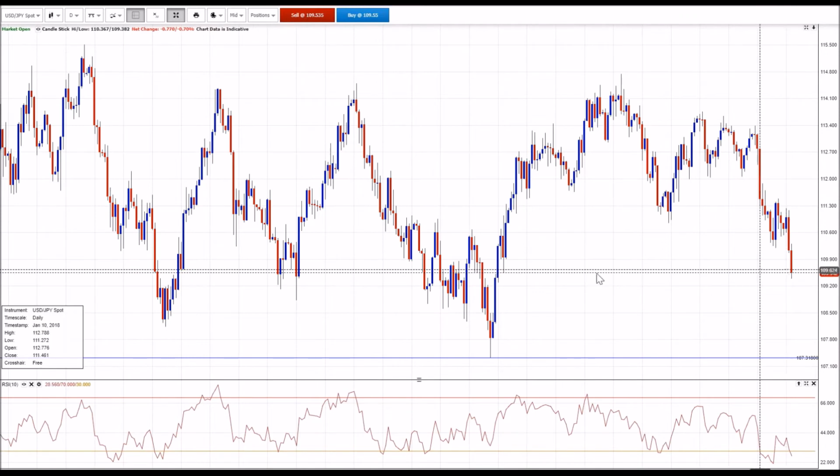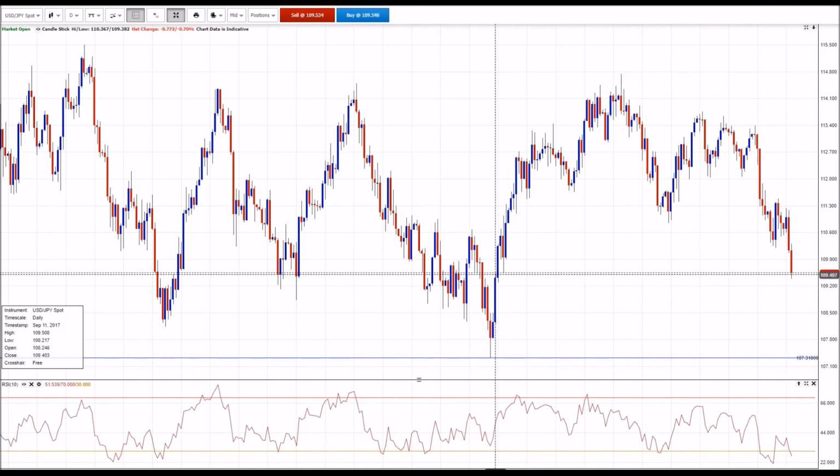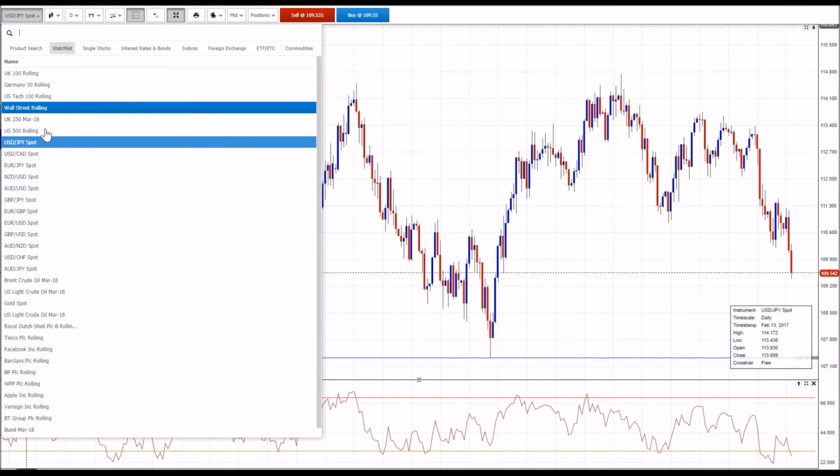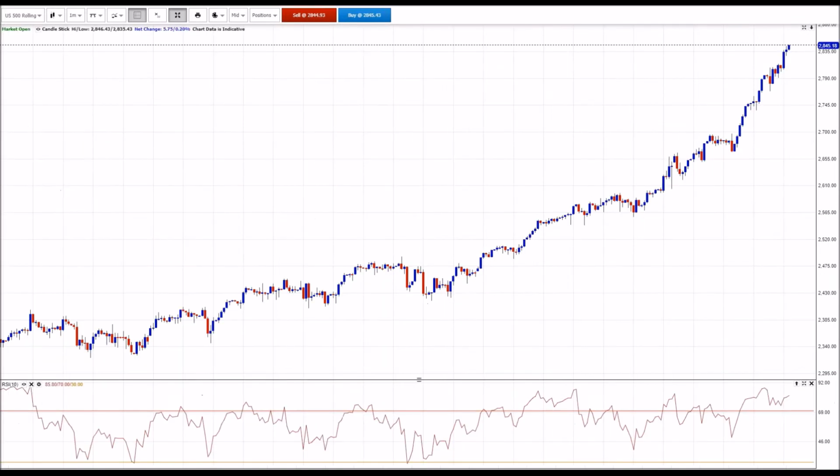But pushing back to its lowest levels now since September last year. So that dollar weakness theme continuing. Right, let's leave currencies alone for a minute. Let's go and take a look at stock markets. And of course, we will start with the S&P 500.